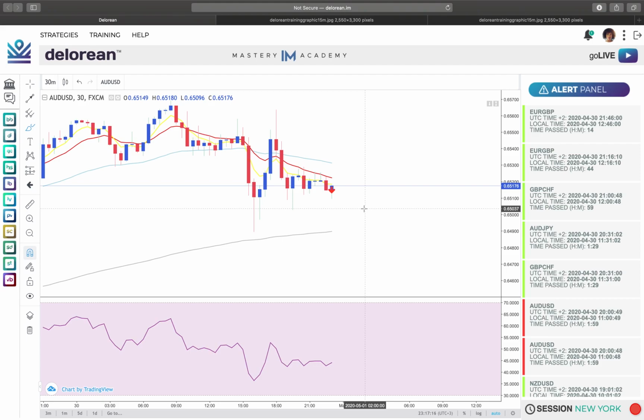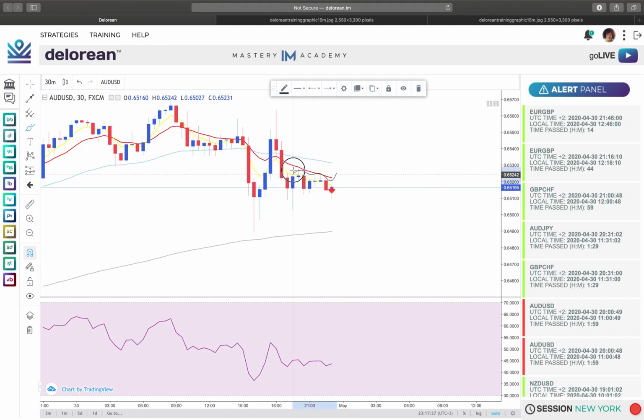How do we plan for an opportunity? Well, we think about the trend and the location of the Delorean setup. I said very early on in this session that if it was up to me, I would only take trades that are cutting and near the aqua or the gray. Right now, this entire zone is not near or cutting through either of those lines.